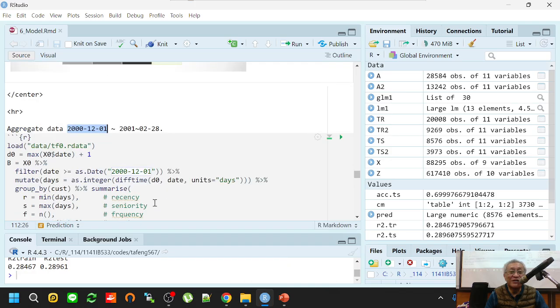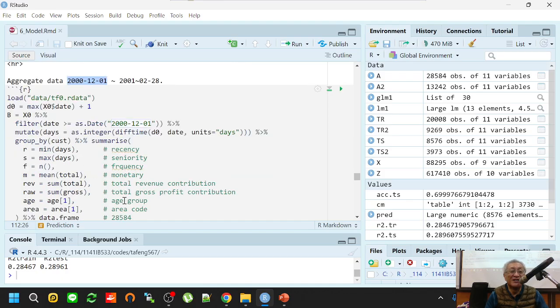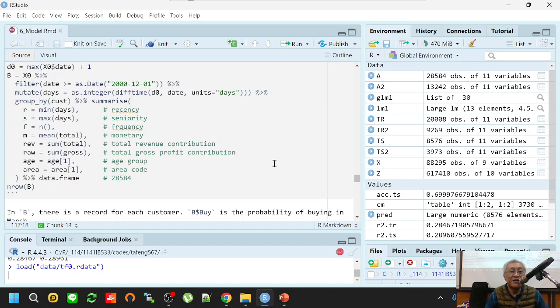We need to aggregate the data for these 3 months. So again, we will need to do an aggregation again, right? But the aggregation code is basically just copied from the previous step. You just need to filter the data so that we only take the data after December the 1st. And then the rest is basically all the same.